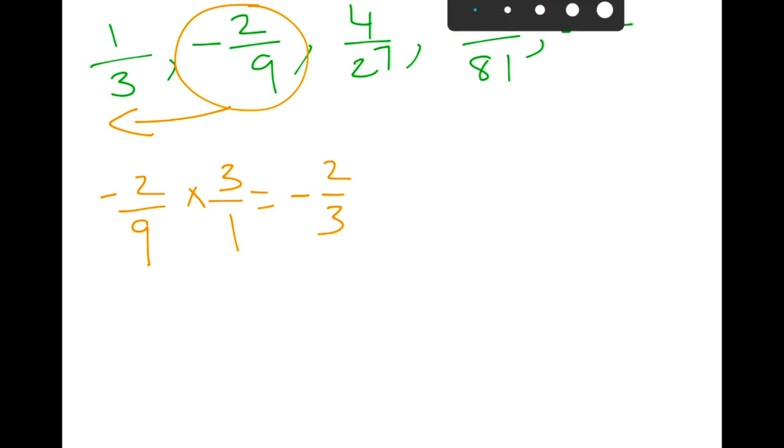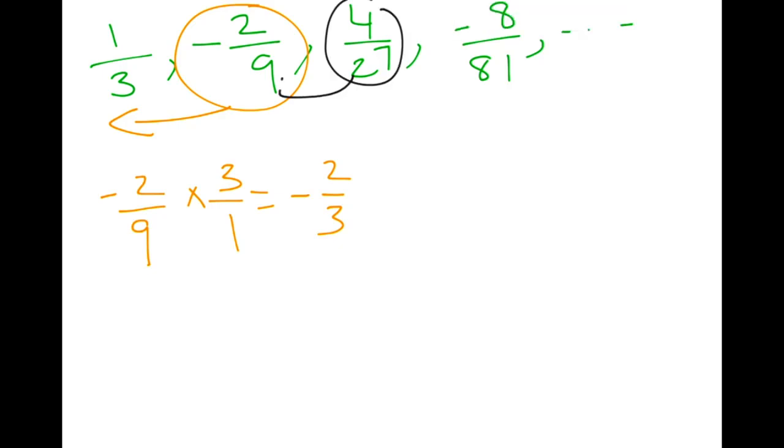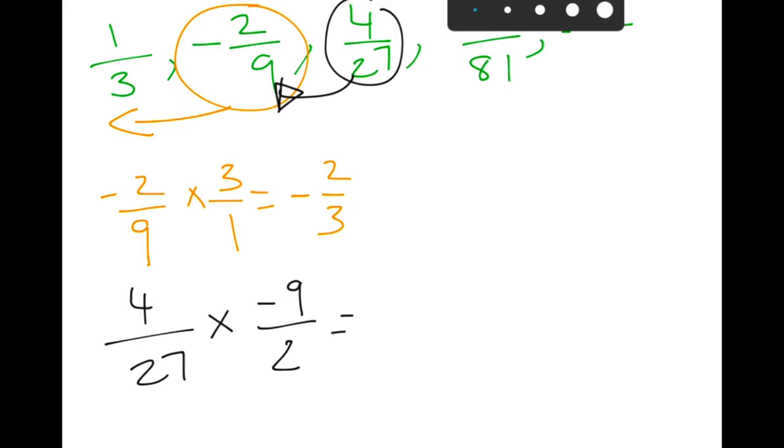So now let's do the same thing. Let's take this number divided by this number. Let's see what we get. 4 over 27 times negative 9 over 2. Again, remember, I multiply by the reciprocal. That's how I divide fractions. So maybe I can simplify first.